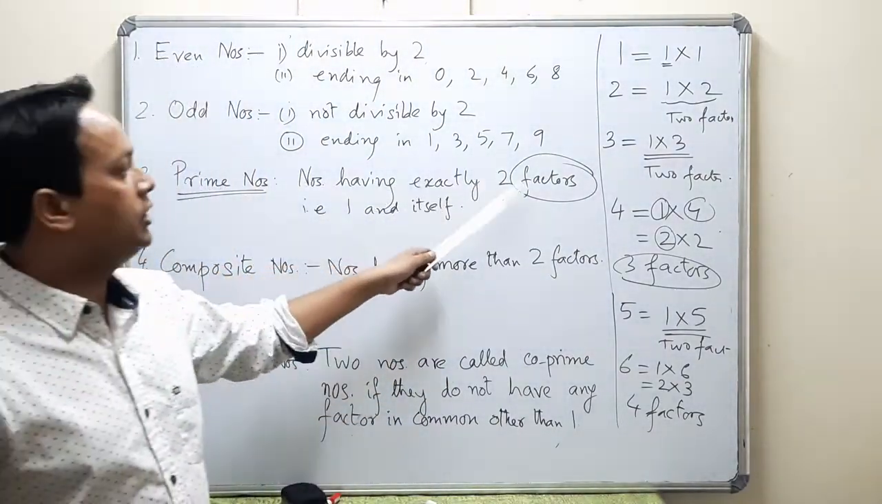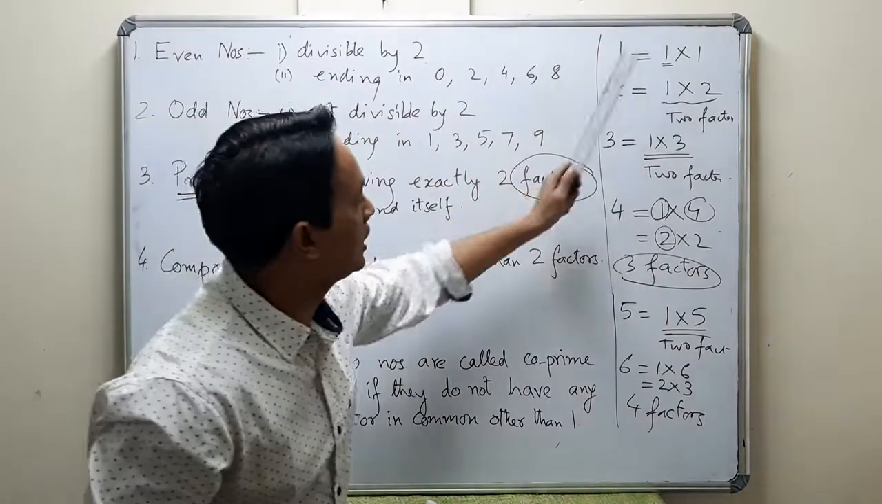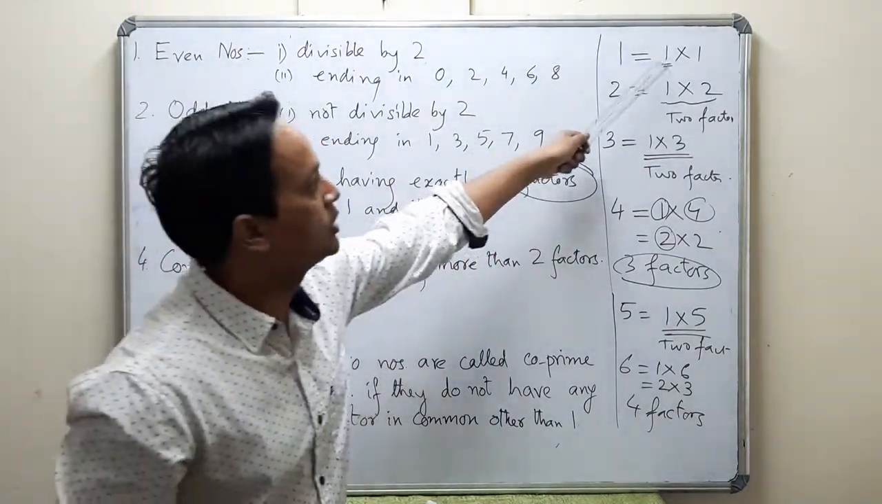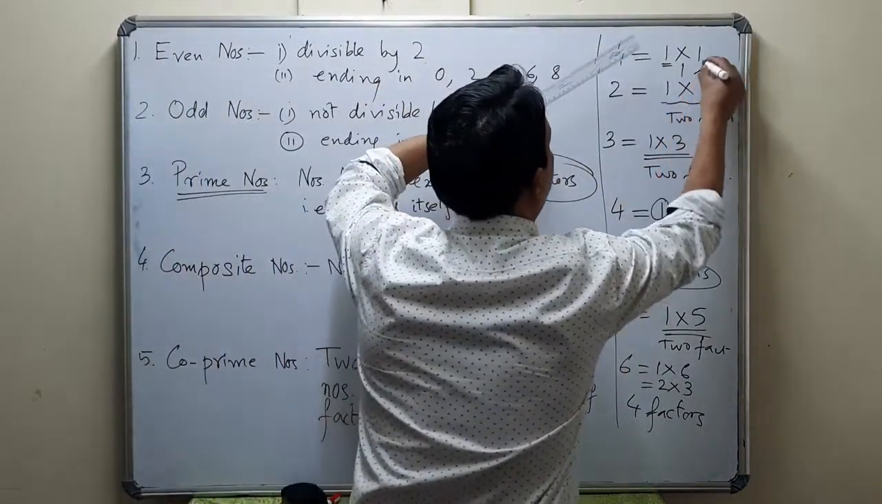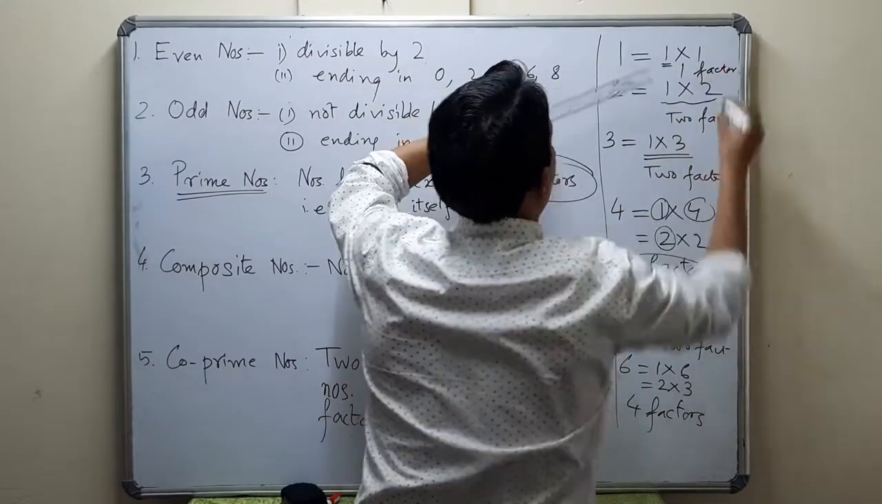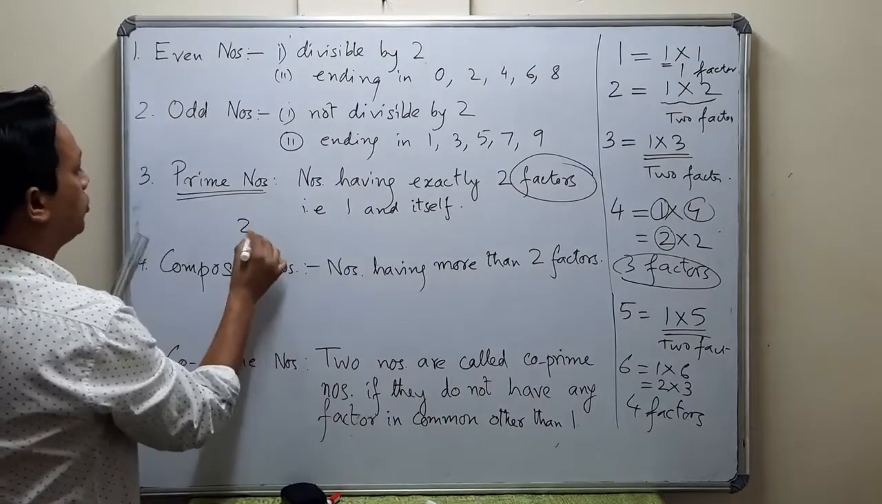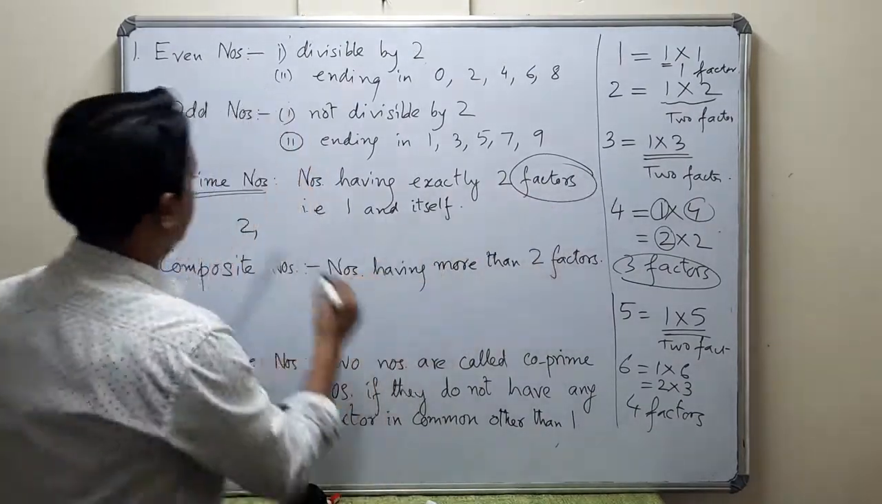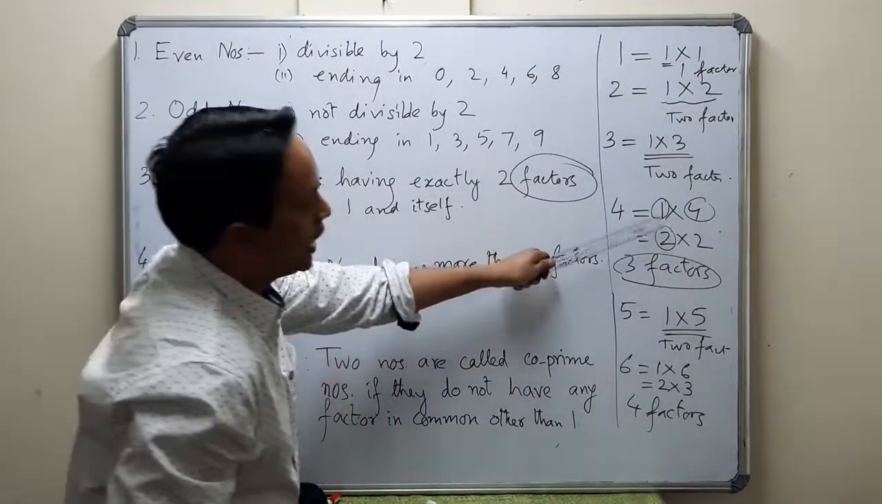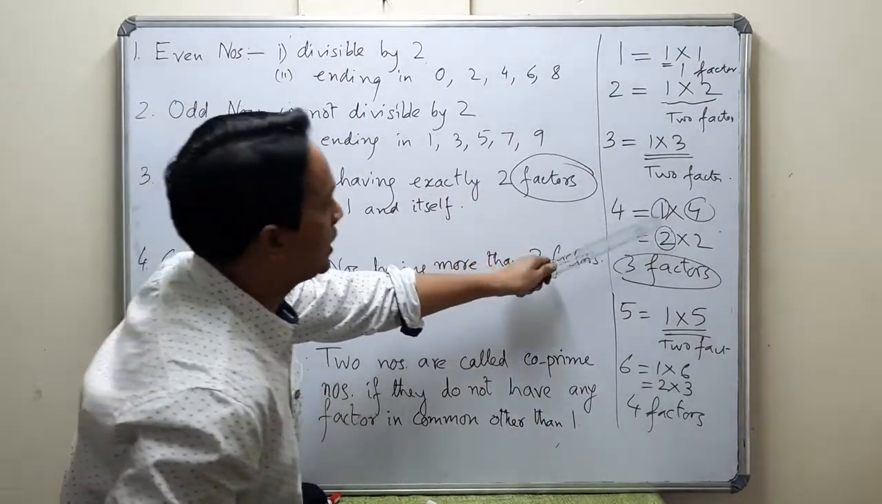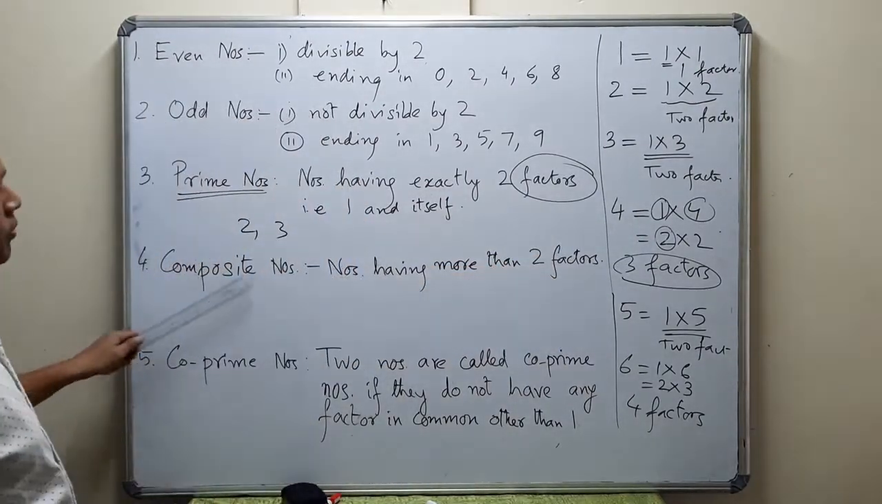Okay, let's come back to this prime number. Numbers having exactly 2 factors. So all those which have exactly 2 factors, not less, not more. This has only one factor. Here you have only one factor. 1 has only one factor. 2 has 2 factors, so 2 will be prime. So I can write 2 here. Then 3 has 2 factors, so 3 will be prime. 4 has 3 factors. So if it has more than 2, it will be composite.